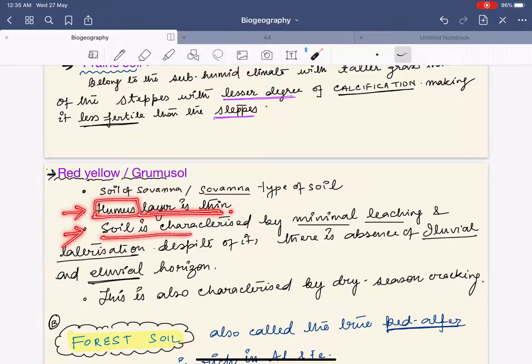Next, they are common in your equatorial rainforest. Easy. I hope you got the laterite soil. Again, the laterite soil is also called the ferral soil. Ferr means iron, Al means aluminum, soil means soil. I hope you got why it is called the ferral soils.